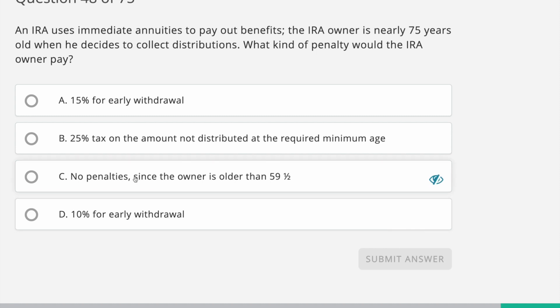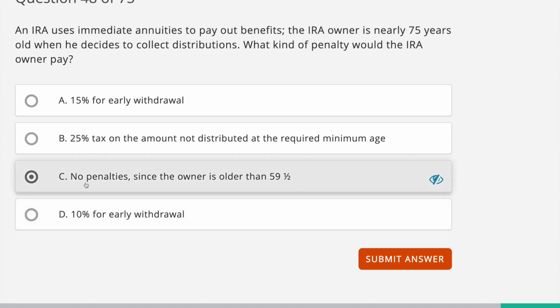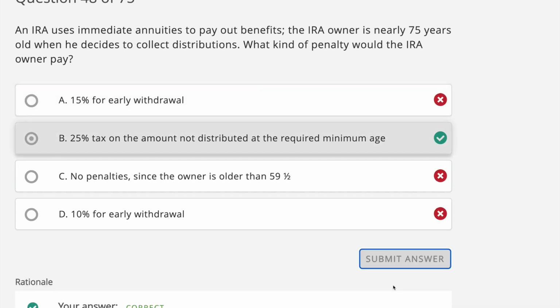Oh, this is an IRA, so there is going to be a penalty because he withdrew late. Late distribution, not early, so it's not D. It says no penalties. Yes, there is going to be a penalty because even though he withdrew after 59.5, he started the withdrawals after 72.5. So 25% of the amount distributed, versus 50% for the early withdrawal. It's going to be 25%.